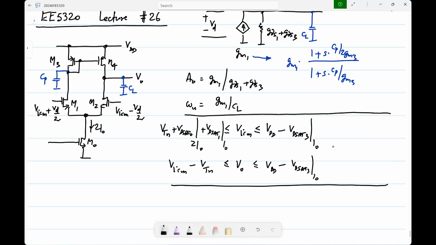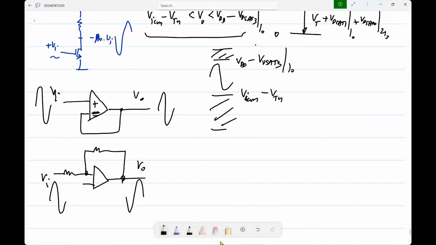Any questions so far? No, this is an open loop op-amp. You will never use the op-amp in open loop. You will put this in feedback, and in the feedback system, you can have common mode swing. Like I showed here, if you have this non-inverting amplifier, the input common mode will be the input voltage. Whereas if you have the inverting amplifier, the input common mode will not have any signal component. It will be fixed.